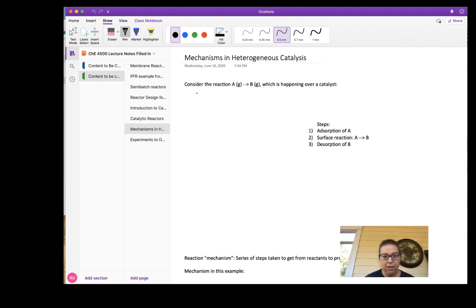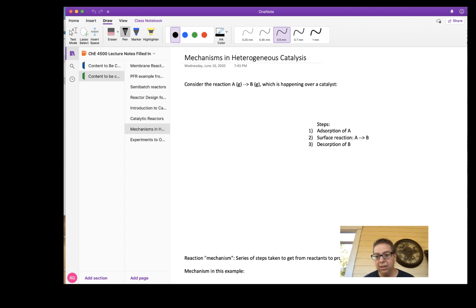If we consider a heterogeneous catalyst, as we talked about in the last video, that means that the catalyst is in a different phase than the reactants and products. Usually the catalyst is a solid and the reactants and products are gases and/or liquids. Thinking about a reaction occurring on a catalytic surface, we'll take our simple example reaction, A goes to B, happening on a heterogeneous catalyst. There are at least 3 steps that would happen. The reaction mechanism is going to be comprised of at least 3 steps.